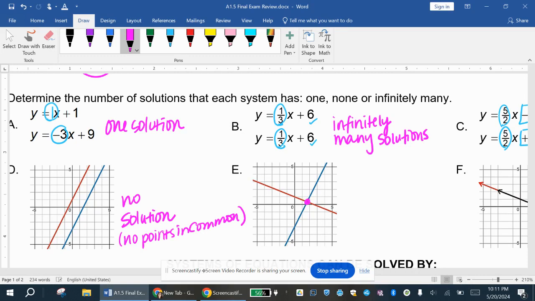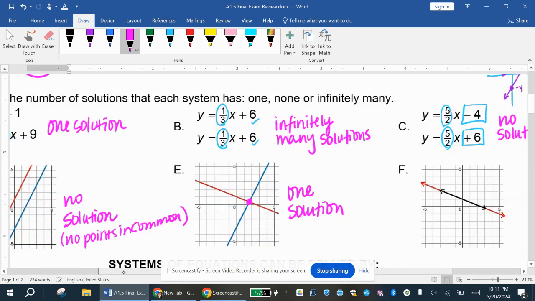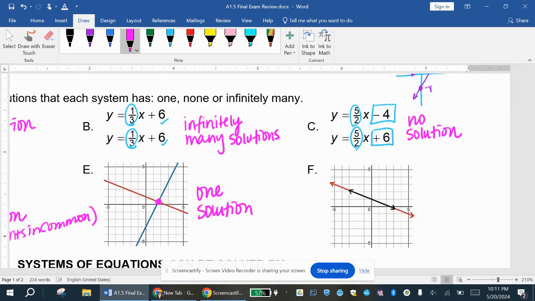How many points in common do the red line and blue line have in option E? They only have one. So that's one solution. And last but not least, when the lines are coincidental, meaning they just happen to be the same line on top of itself, what a coincidence, that means they have infinitely many solutions, because they have all the points in the world in common. So this is infinitely many solutions.